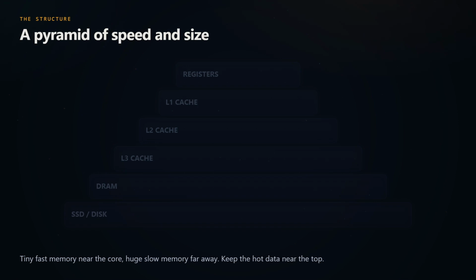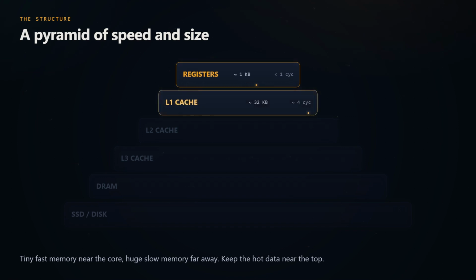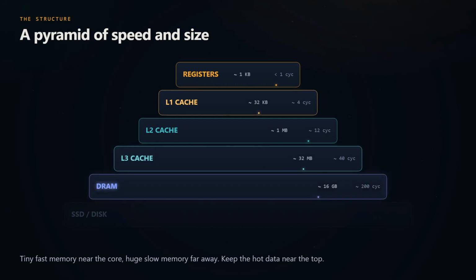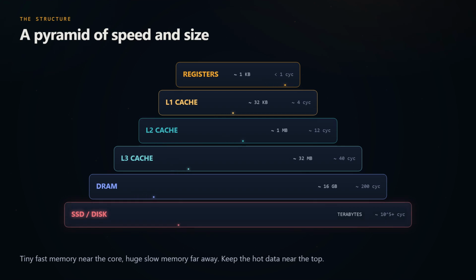Because fast memory is small and cheap memory is slow, real systems use all of them at once in a hierarchy. Registers sit right inside the core, then a small level 1 cache, a larger level 2, a big shared level 3, then gigabytes of dynamic RAM, and finally the drive. As you go down, capacity grows and speed falls, from a few cycles at the top to hundreds at the bottom. The whole game is keeping the data you need right now near the top.